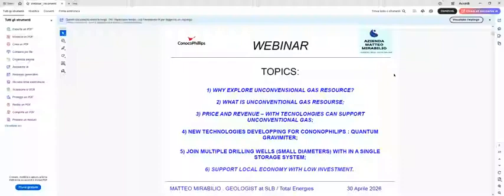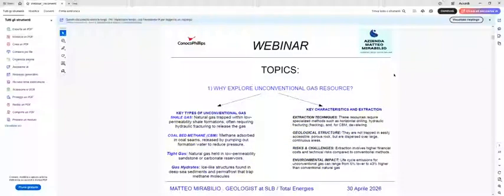The quantum graviter joins multiple drilling wells. Another technology is to join multiple drilling wells of small diameters with a single storage system, support the local economy, and show you some projects that are involved with ConocoPhillips.